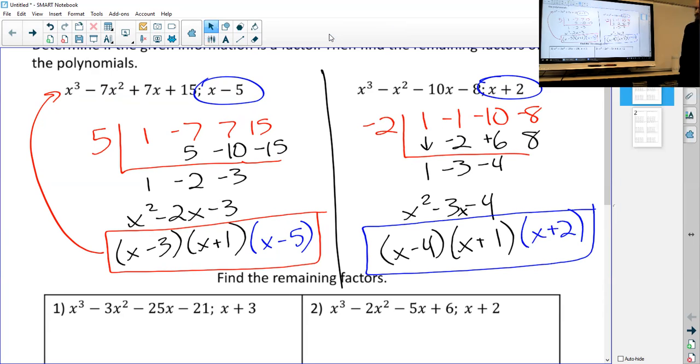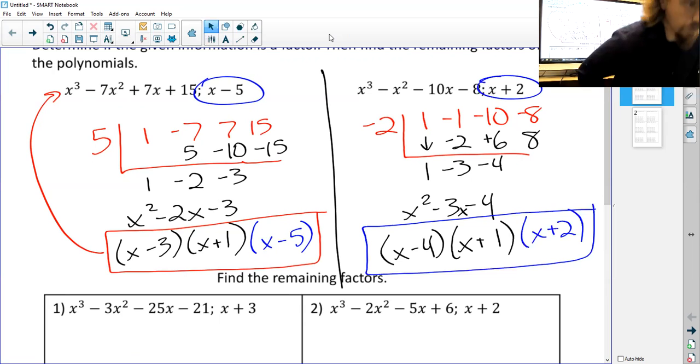Okay? So just 2 steps on every problem. Do your synthetic division to get a quadratic equation, and then factor that quadratic equation like you know how to do, and then you will get a 100.